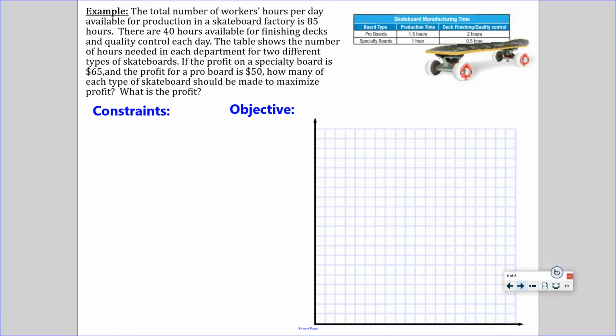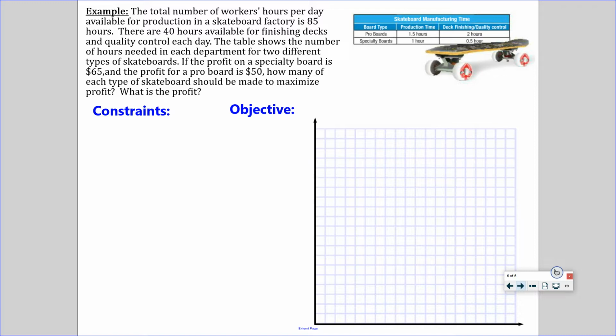The total number of workers' hours per day available for production in a skateboard factory is 85 hours. There are 40 hours available for finishing, decks, and quality control each day. The table shows the different hours needed in each department for the two different types of skateboards. If the profit on a specialty board is $65 and the profit for a pro board is $50, how many of each type of skateboard should be made to maximize the profit? What is that profit? All right, so we got a lot going on here.